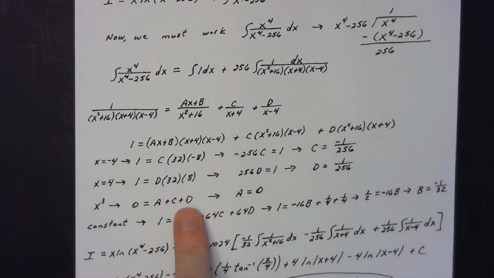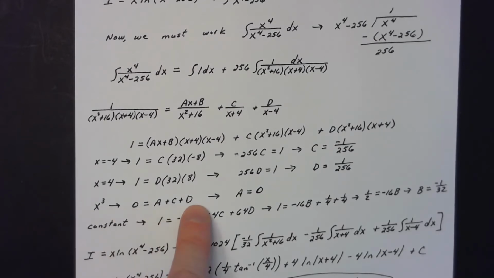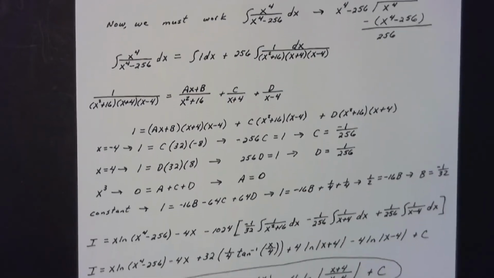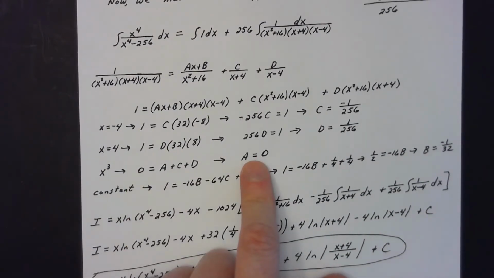So I can say the coefficients of x cubed on the right-hand side will be a plus c plus d. I know that that sum has to equal 0. So then I already know c plus d, they're the opposites of one another, so they're just going to cancel out, and thus that gives me a is equal to 0.